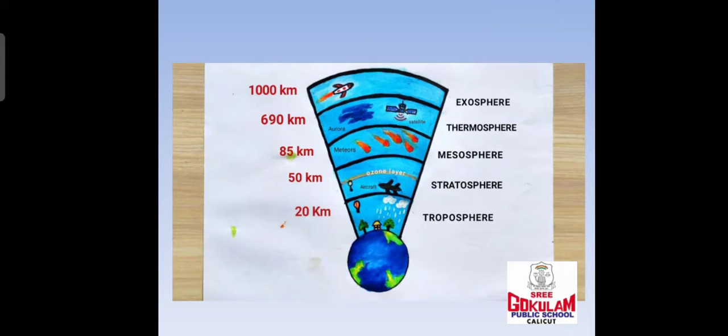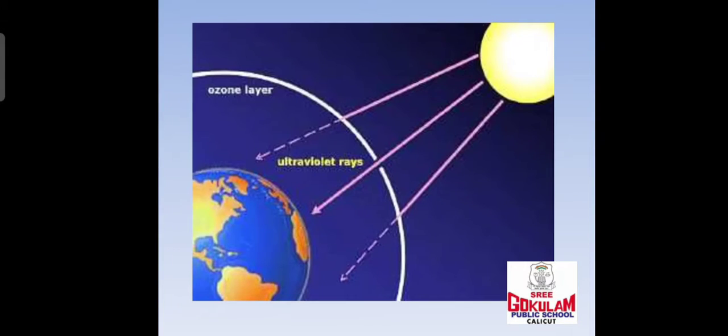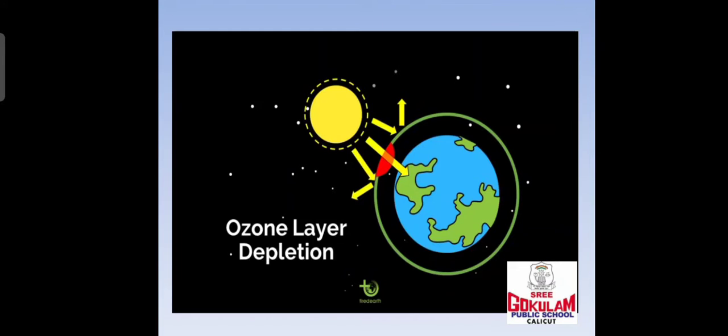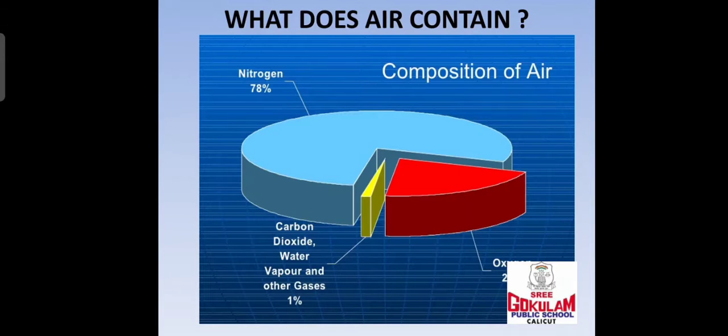Now we can learn about the composition of air. Air is a mixture of gases. About 78% of air is nitrogen, 21% is oxygen and 1% is other gases. Along with all these gases, air also contains water vapor, dust and smoke.